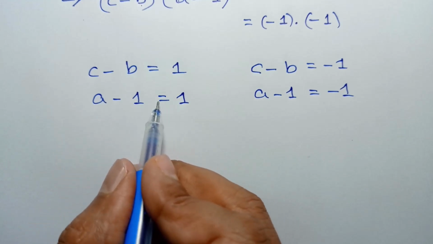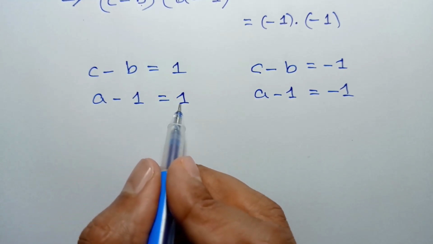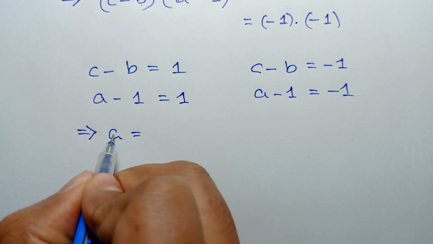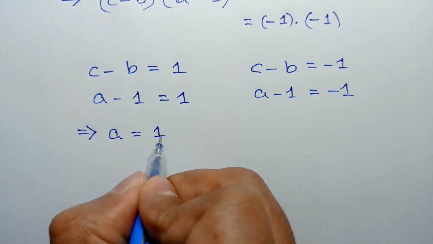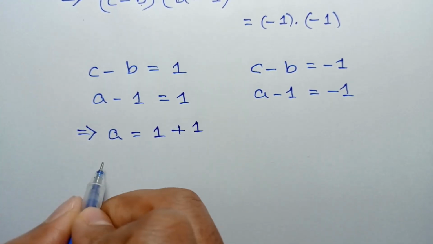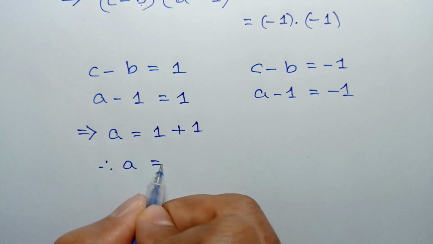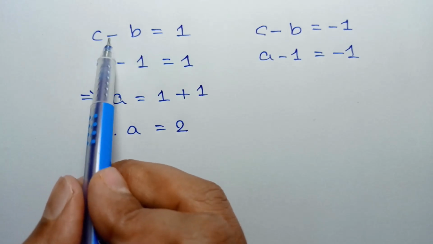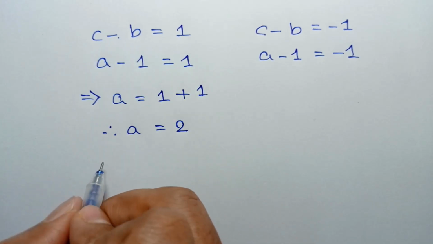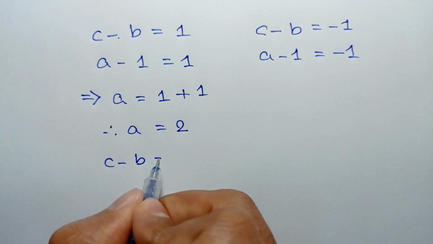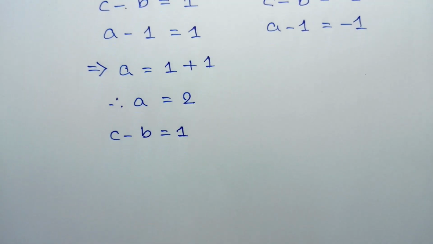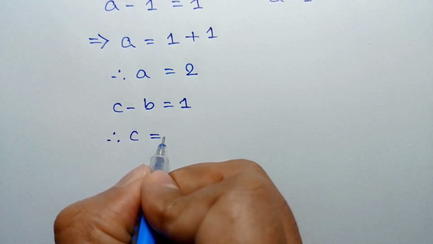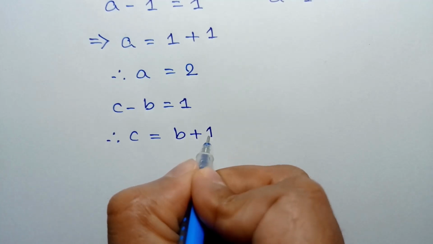Now from this equation, taking this negative 1 to the right side, we can write A is equal to 1 plus 1. So the value of A is 2. And from C minus B is equal to 1, taking this B to the right side, we will have C is equal to B plus 1.